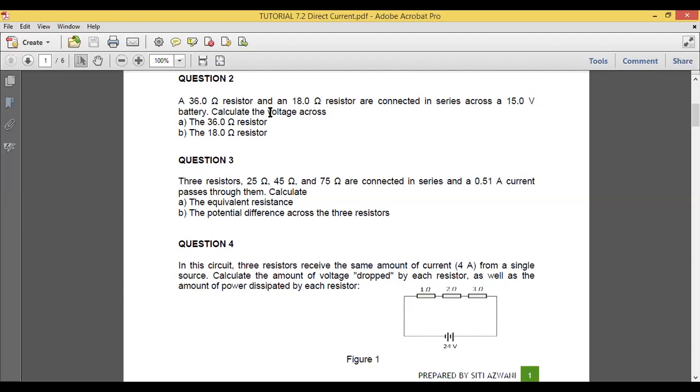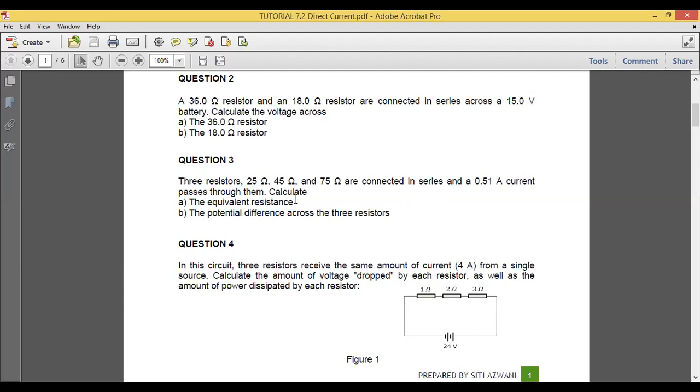So for the voltage across each resistor in question 2, it is not the same. The value of your voltage depends on the resistance of each resistor. How about the current? In the series connection, the current must be the same across R1 here or across R2 here. So you need to know how to apply the concept to your question and to your problem. It's the same with question 3, you have three resistors connected in series. What happens to the value of your current? The current must be the same.